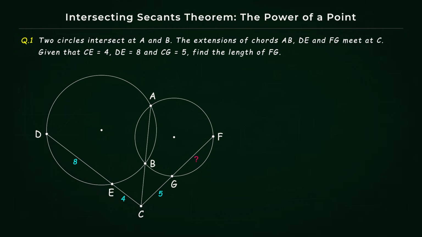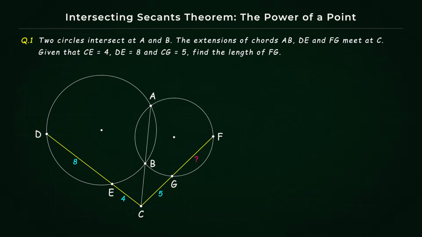Let's look at this question. The given information is already marked on the diagram. Here we have two circles, and three secants are drawn from the external point C. The three given lengths and the unknown length all lie along the secants, so we should think of using the intersecting secants theorem. Let's first look at the positions of these three secants.